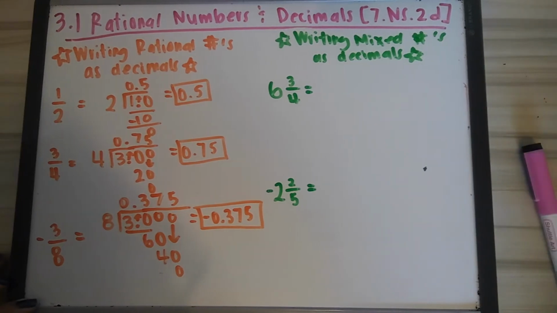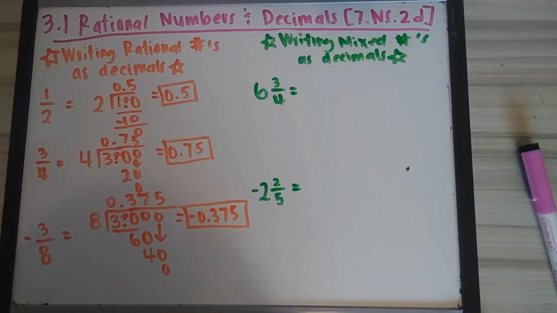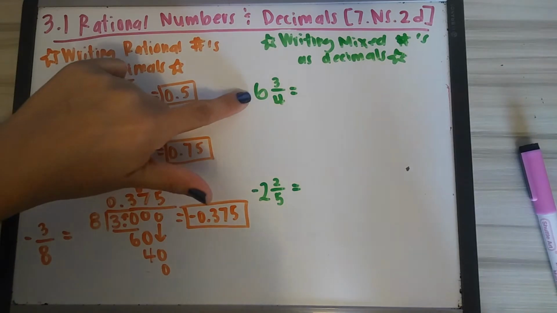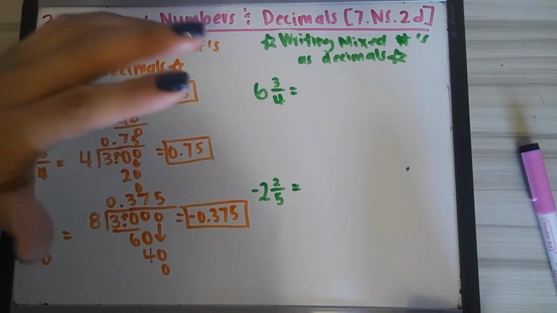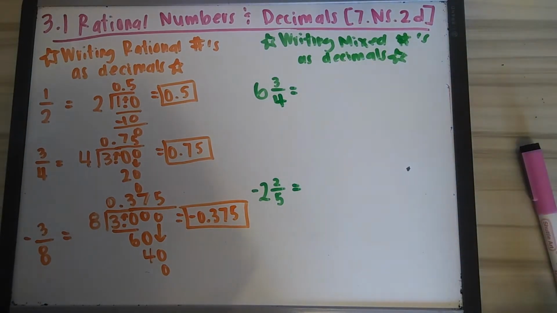Now let's go to mixed numbers as decimals. There are two ways that you can do it. I'm going to show you just to review how to change that to an improper fraction. So the first method is that you change this into an improper fraction, which I think is a little extra because we're actually taking an extra step, but you can do it if you want to.